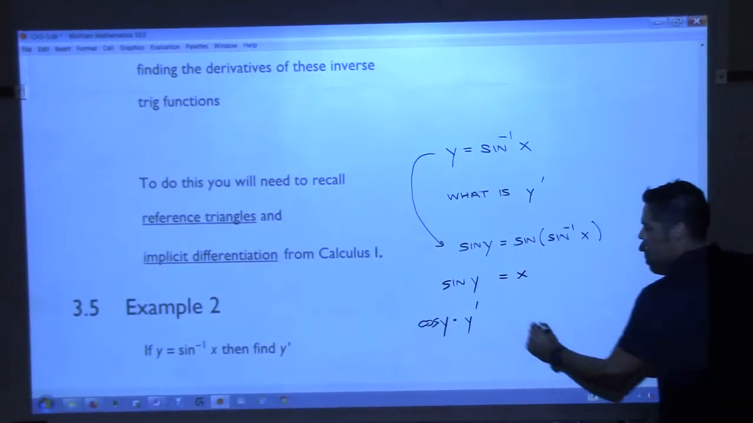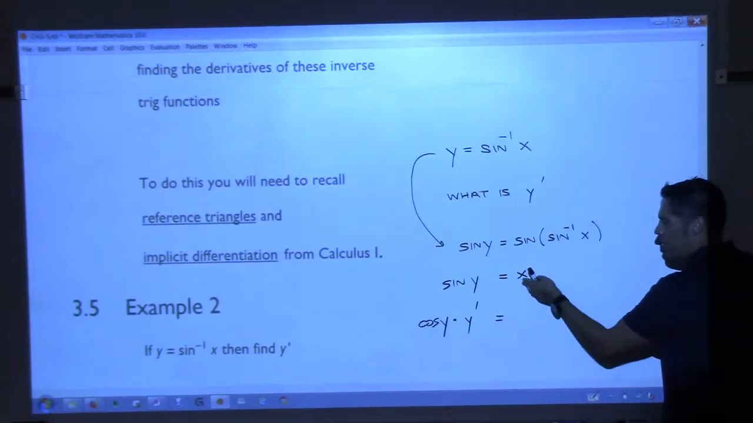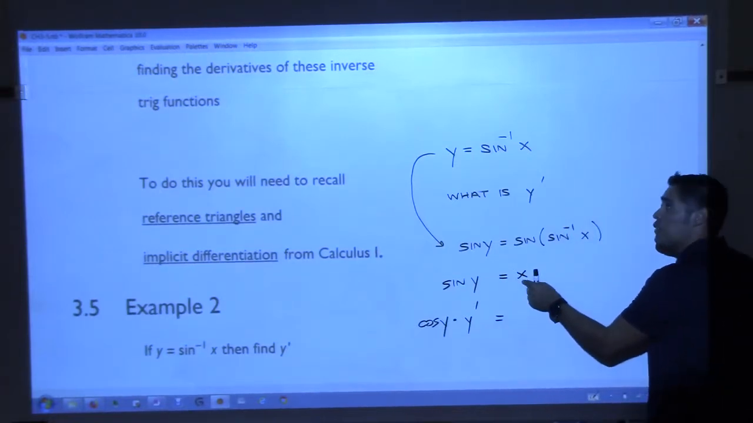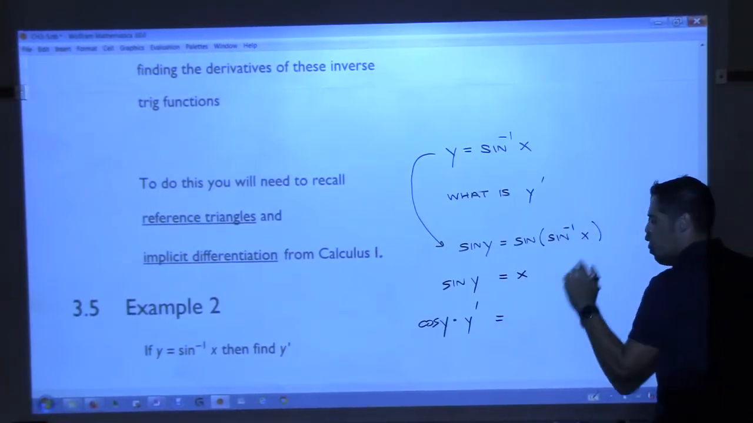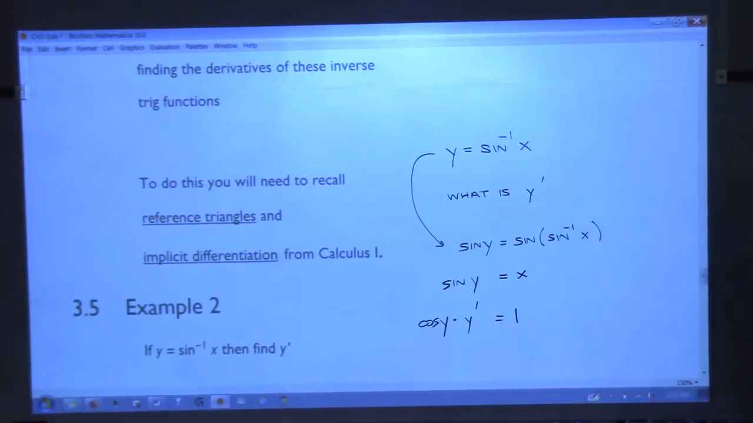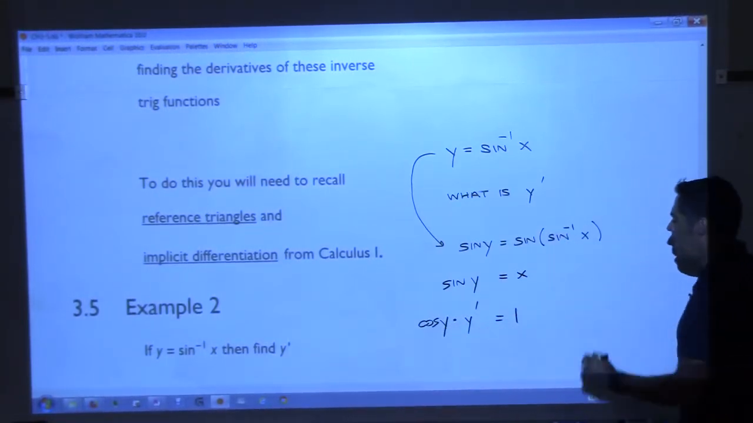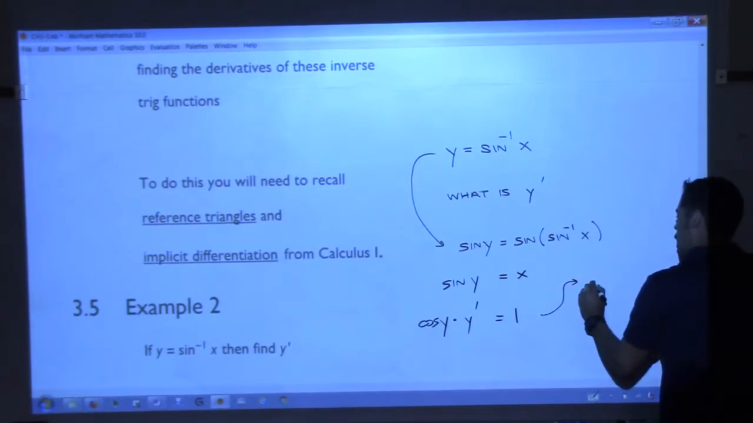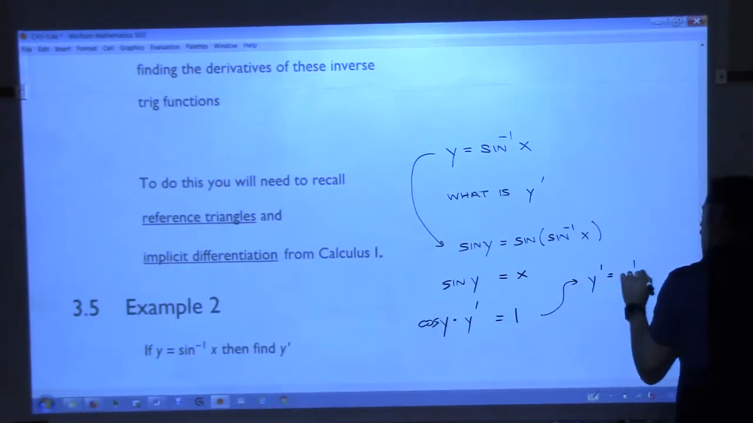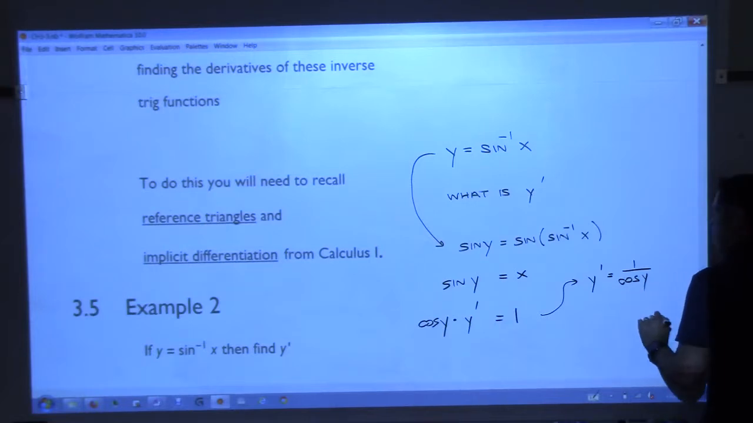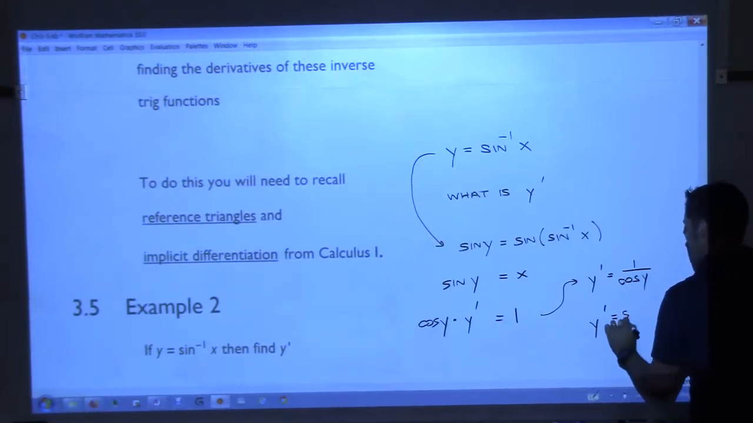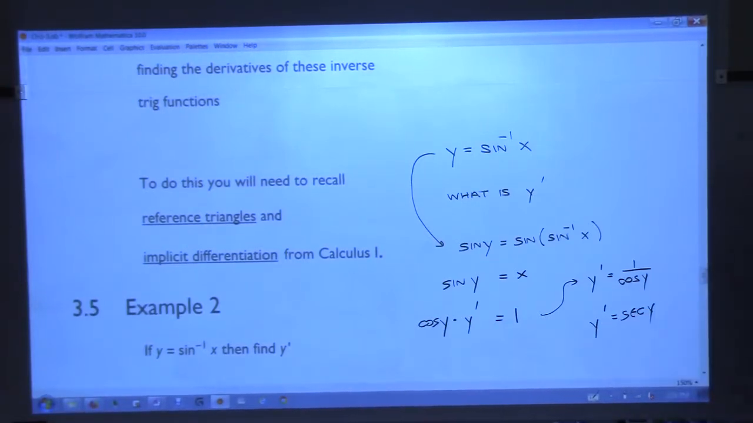All right, equals. Now I can take the derivative of this. What's the derivative of x with respect to x? That is 1. So we're trying to find out what y prime is, right? And there it is. So if I just divide both sides by cosine, I get this, and 1 over cosine is the same as secant. It's the reciprocal, right? So my answer is secant y.